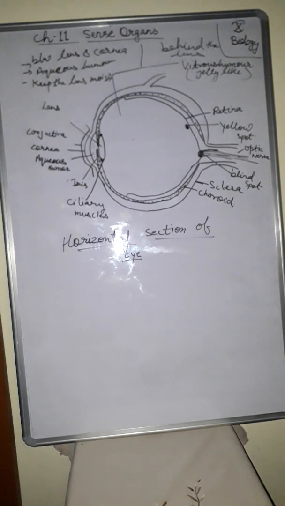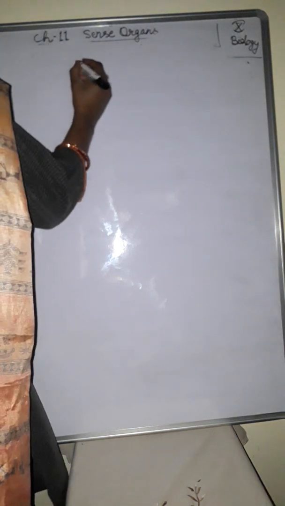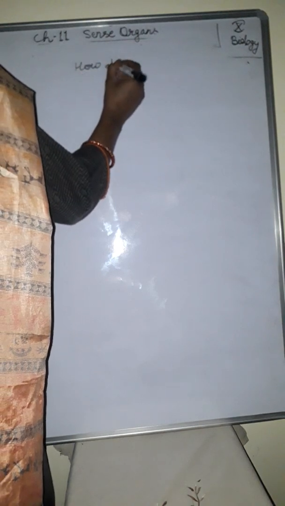Okay. Now next one, how do we see? जो इमेज फॉर्म होता है वो कैसे होता है, कैसे हमें दिखाई देता है, that is how do we see. Now the four major steps in seeing an object.